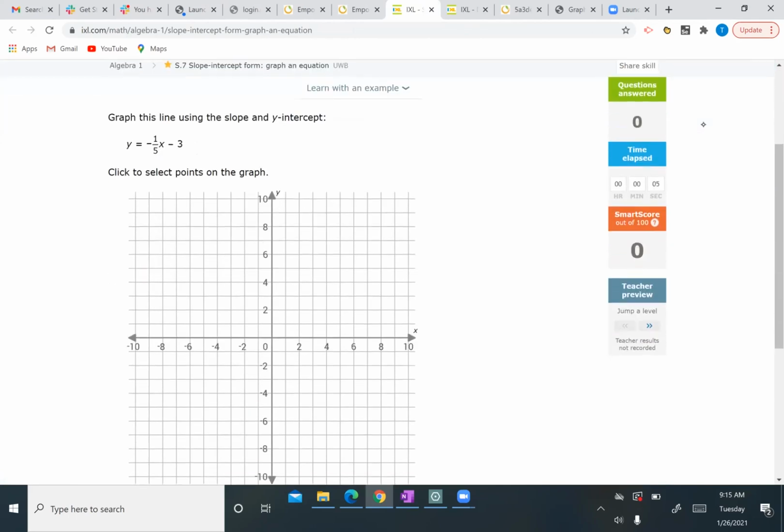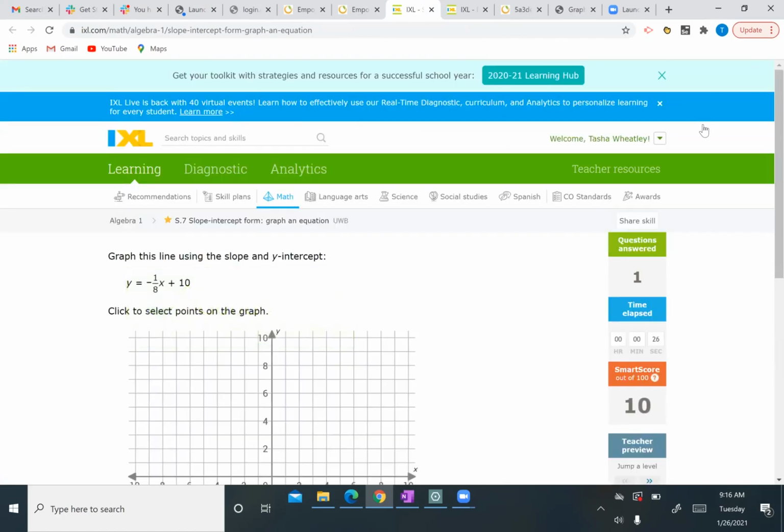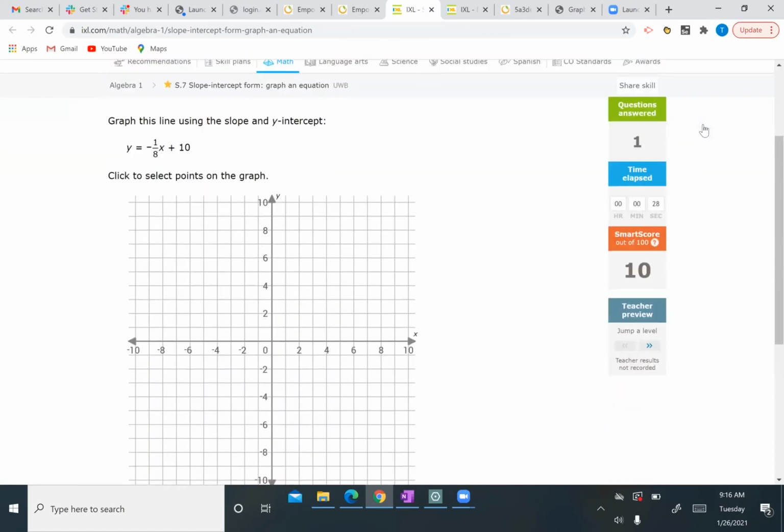And then you're just going to practice what we did. You may want to write out what's your slope, what's your y-intercept. So in this example, I know my y-intercept is -3, so I put my point there. And then it's -1/5, so I could go down 1 to the right 5 and put my next point. You can either hit enter or just submit. If you put a wrong point, let's say I put a point like that and I want to get rid of it, just click on it again. You could click on both of them and it'll take them away.